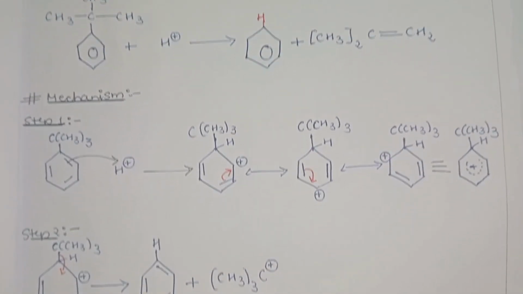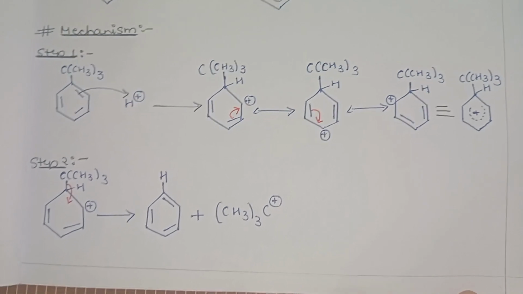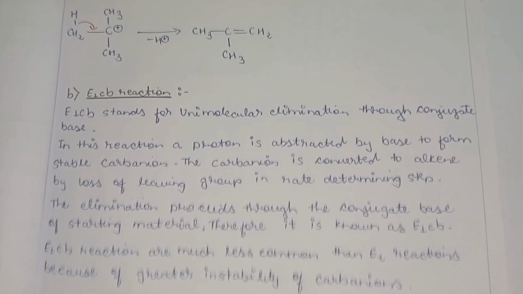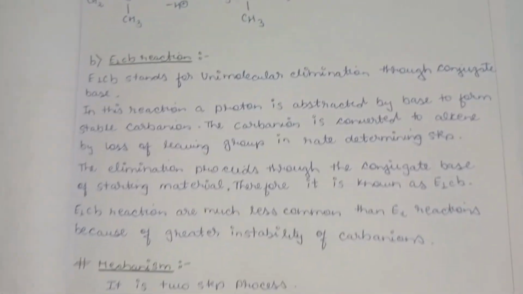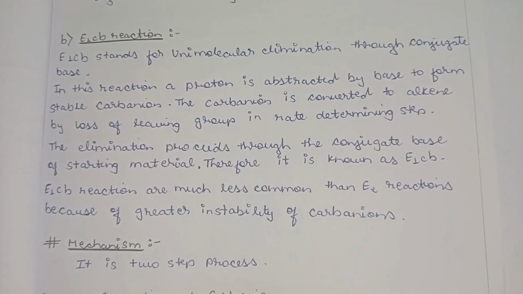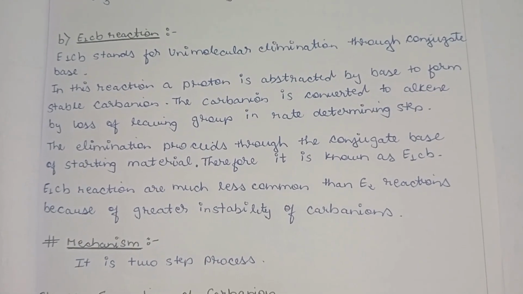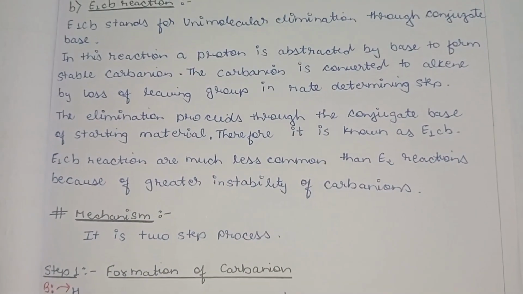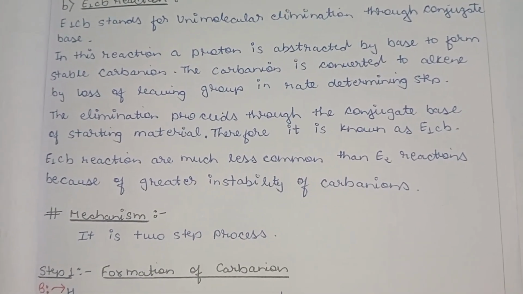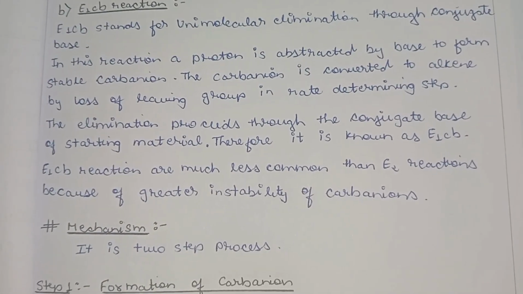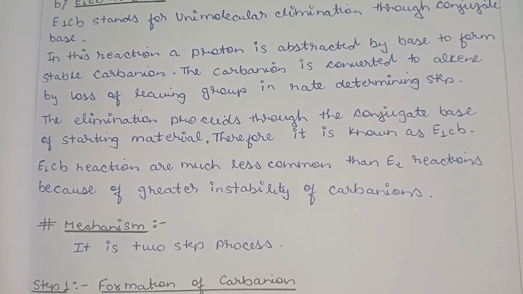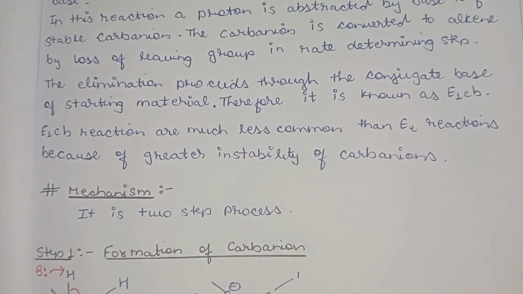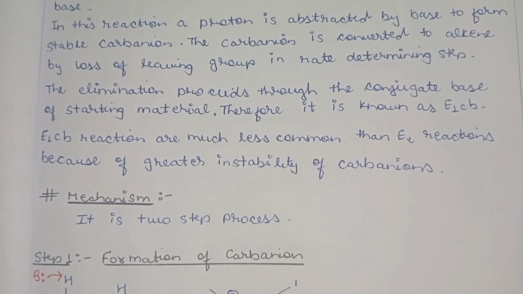This is step 1. This is step 2. E1CB reaction. E1CB stands for unimolecular elimination through conjugate base. In this reaction, a proton is abstracted by base to form a stable carbanion. The carbanion is converted to alkene by loss of leaving group in rate determining step. The elimination proceeds through the conjugate base of starting material. Therefore, it is known as E1CB.